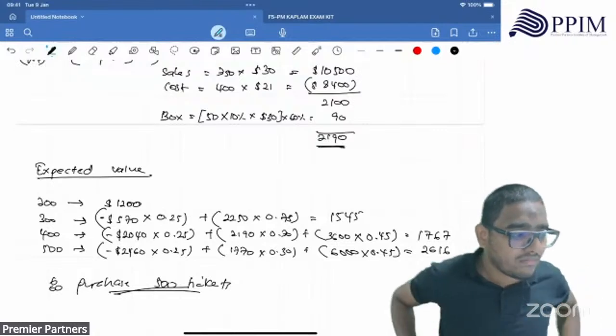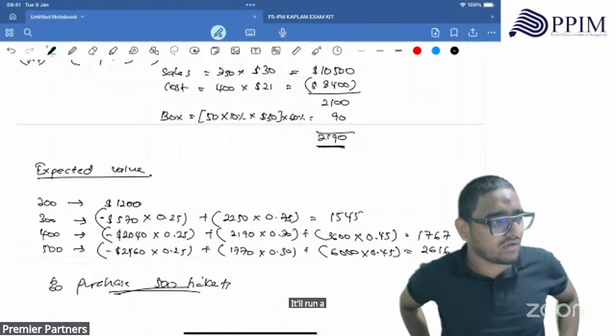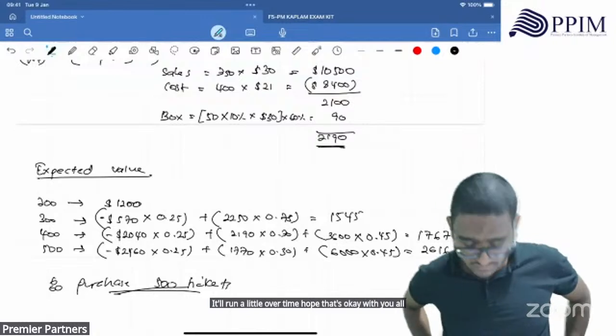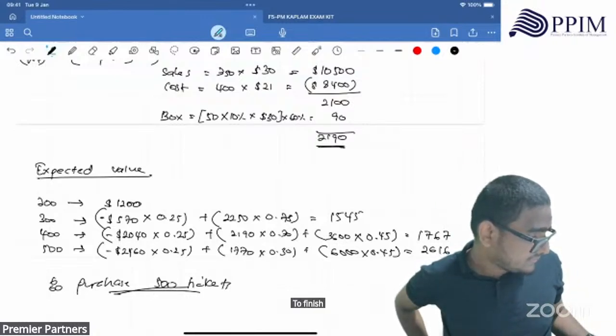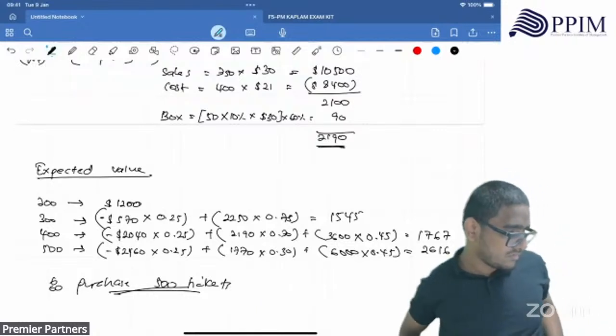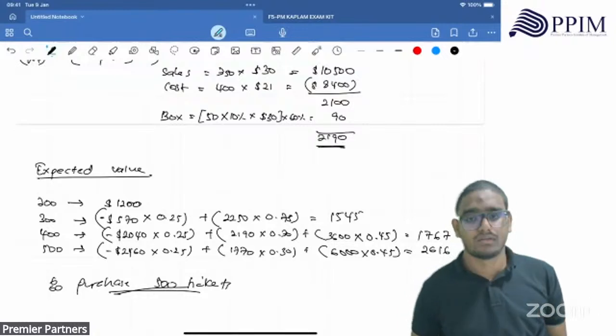Okay. We'll run a little over time. Hope that's okay with you all. Okay. To finish this question. Okay. Ashwa, Gayatri, Salma, and Suhaib, you're okay?